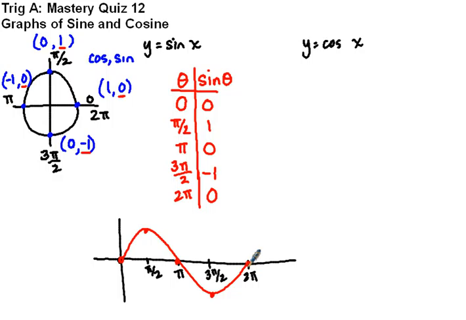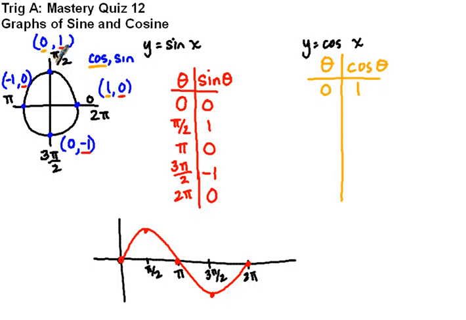Cosine, we can use the same unit circle that we already did. I'm going to do it in orange so we can see the difference. Now I'm looking for the cosine of those angles. And remember, cosine is the x value. So when the angle is 0, the cosine is 1.